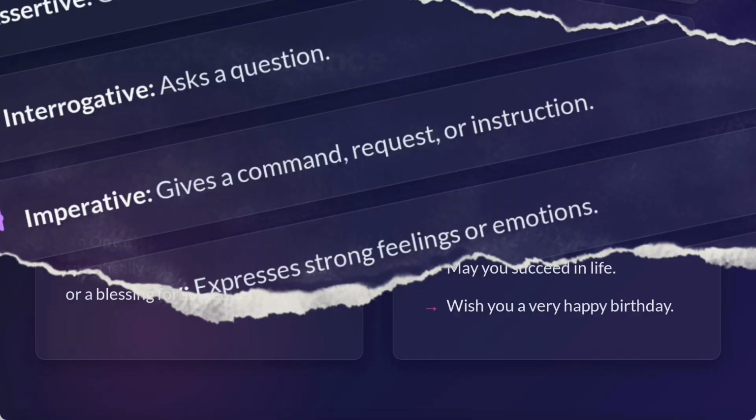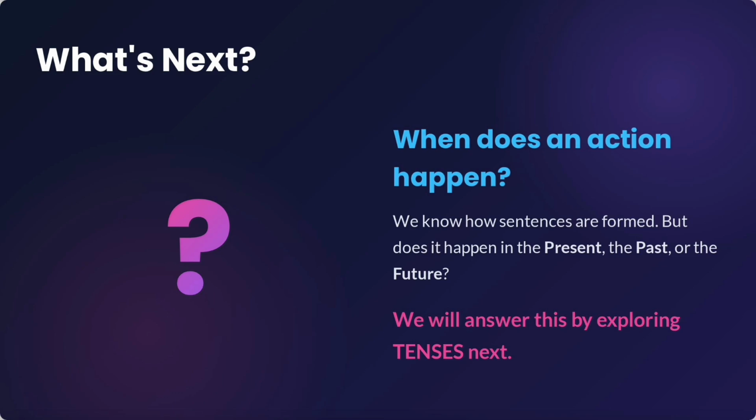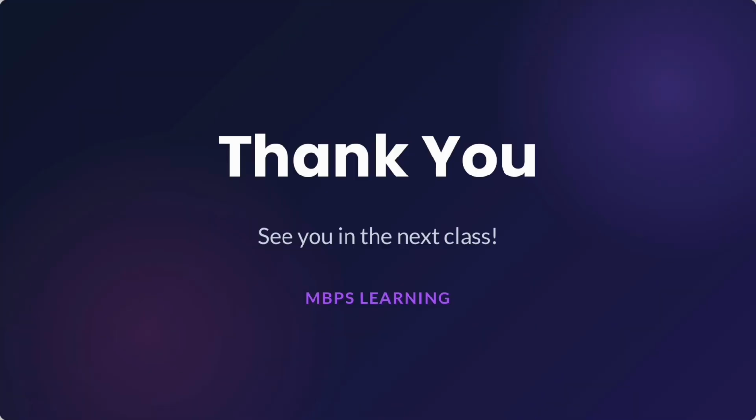So, today in this video, we learned the five major types of sentences: assertive, interrogative, imperative, exclamatory, and optative. Now we know how sentences are formed and why they are used. But one important question still remains: does it happen in the present, the past, or the future? We'll answer this question in our next lesson. Thank you.